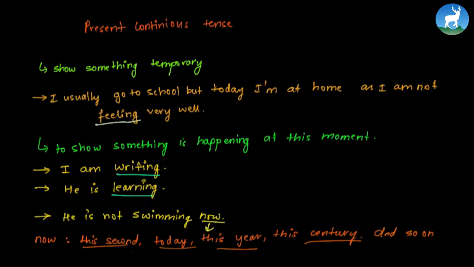I'm writing, I'm speaking, and you are listening to me. So he is listening, I am speaking. That's something that's happening at this moment. So we use the present continuous tense. And here, if I say, I'm speaking right now, it means this second. It can also mean today or this year. It differs according to the situation and the sentence, but it usually means this second, today, this year, this century, this week, anything. Now refers to these phrases.